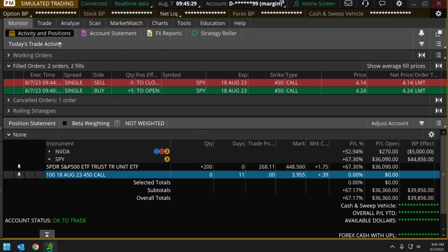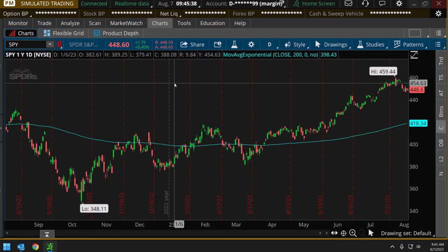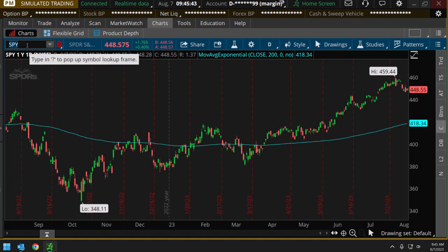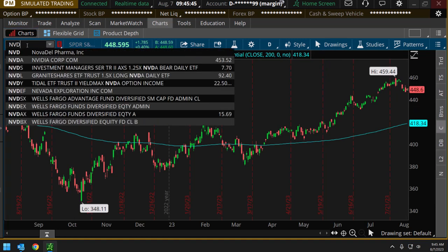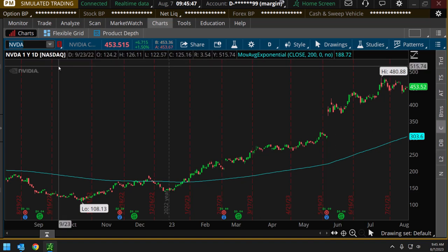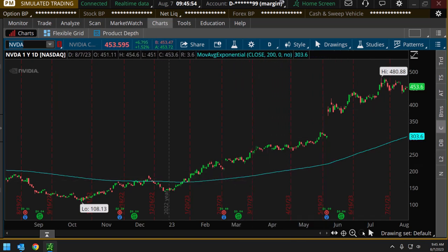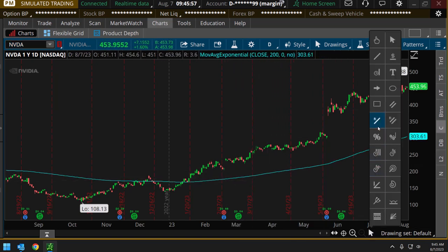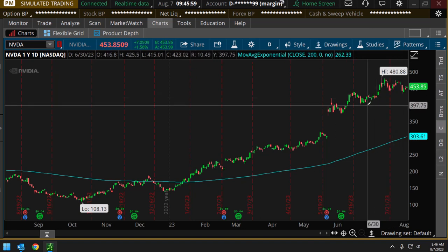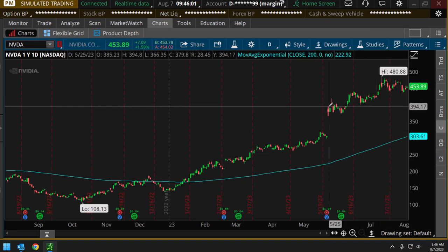NVIDIA. So we're going to go to our charts. We're going to go to a daily. So on NVIDIA, remember we talked. Good morning. All right, so our line in the sand on NVIDIA is 400. So we need to stay above 400 in the next 11 days. And right now it's looking good. So I'm going to draw a line here, 400.